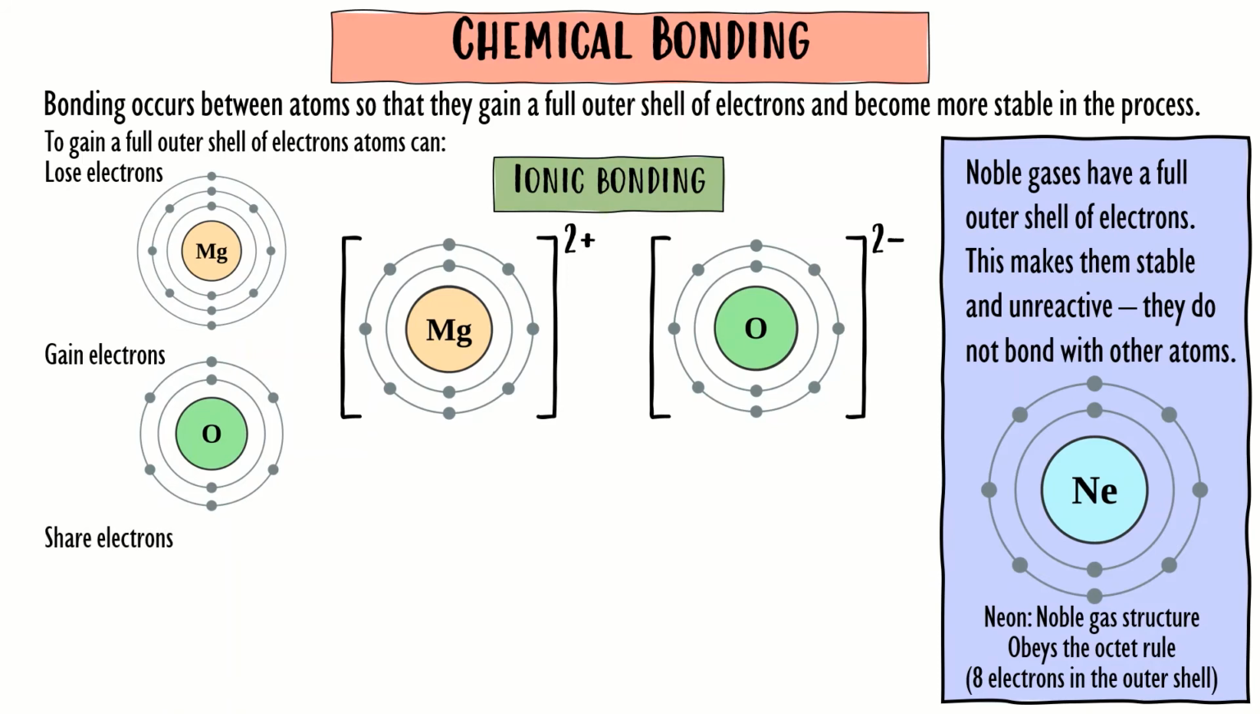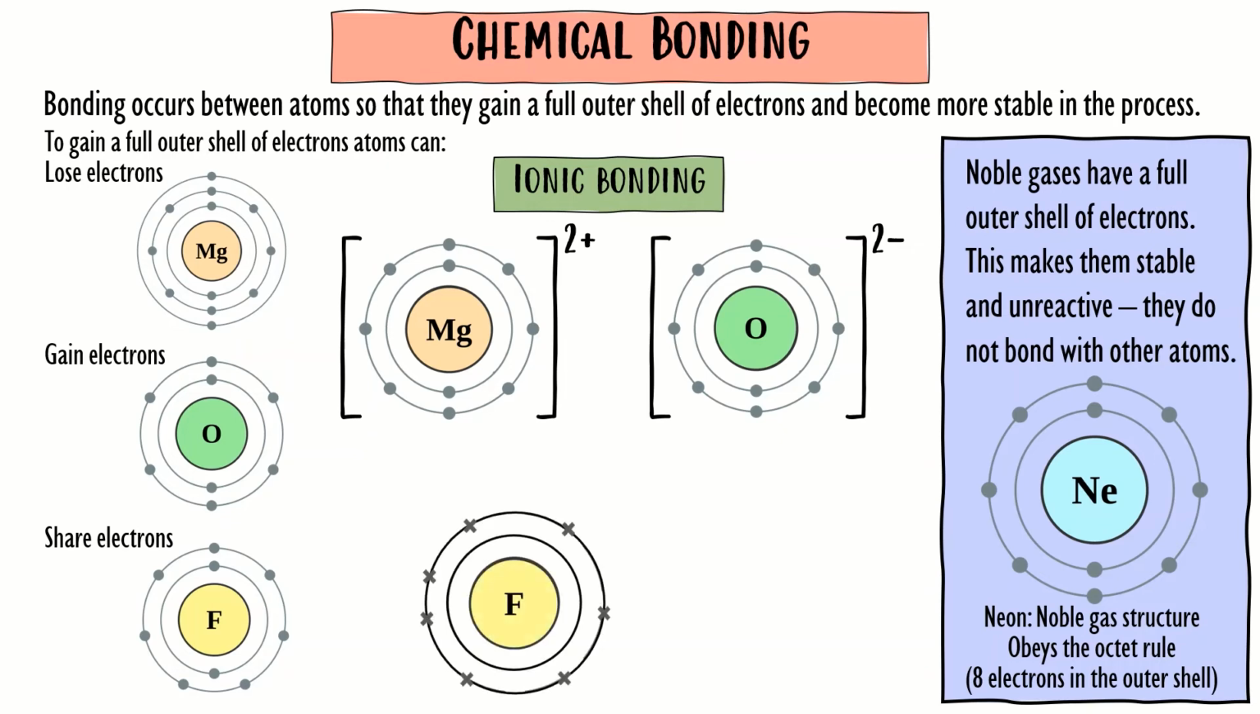The third way that atoms can gain full outer shells that we've learned so far is by sharing electrons. Here we see fluorine, a non-metal, which has 7 electrons in its outermost shell. Therefore, it is not stable. It needs to gain 1 electron. So there's a fluorine, 7 electrons.